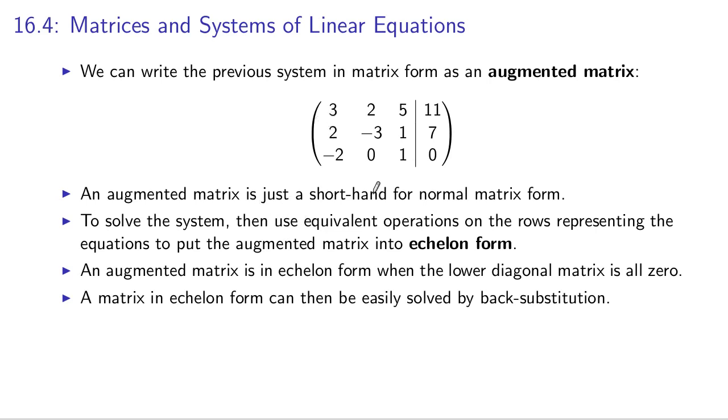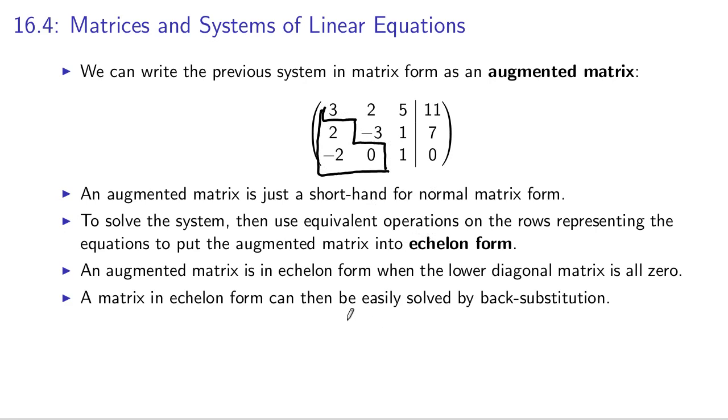So an augmented matrix is just a shorthand for the normal matrix form for a system of equations. But what we can do with an augmented matrix is solve the system using equivalent operations on rows in order to put the augmented matrix into something called echelon form. An augmented matrix is in echelon form when the lower diagonal part of the matrix is all 0. So all the numbers here. So this augmented matrix is not in echelon form.